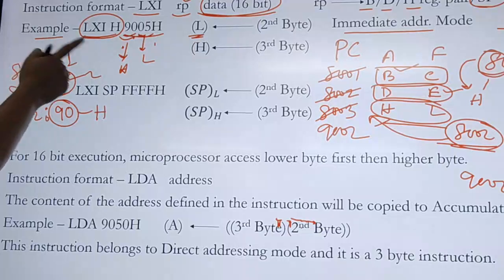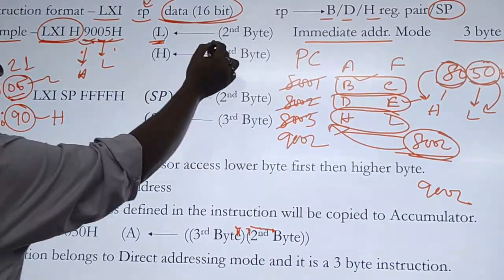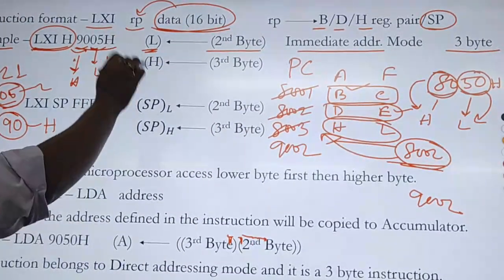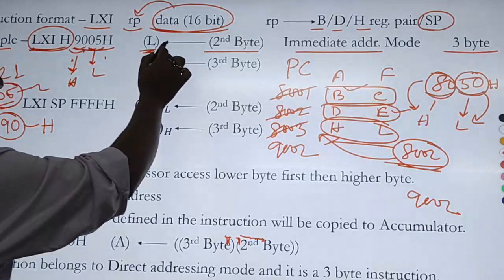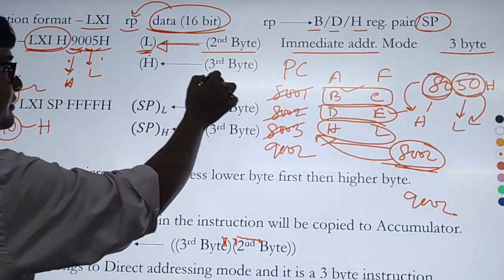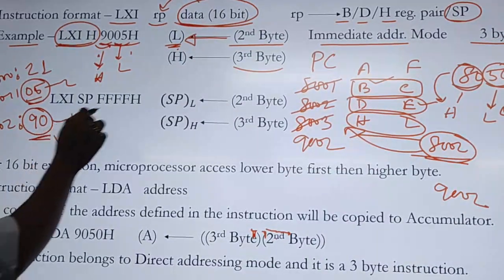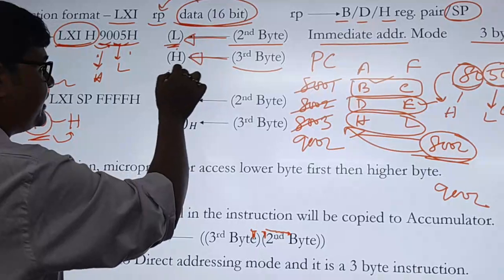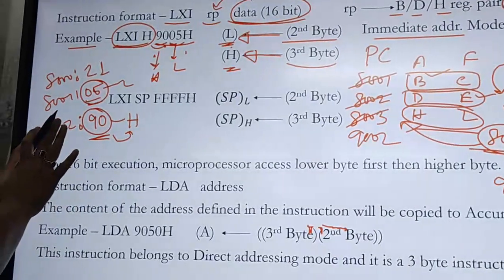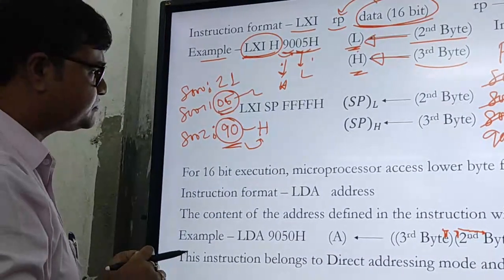Okay. So now come to the annotations. What will be loaded into L? The second byte. The second byte entered will be loaded into L. That is why in the annotation we have written L, arrow, second byte over here. And the third byte, the third one entered, that is 90, will be stored into the H register. So that will be stored into H. Correct? So this is the procedure to represent the function of any instruction by annotations.